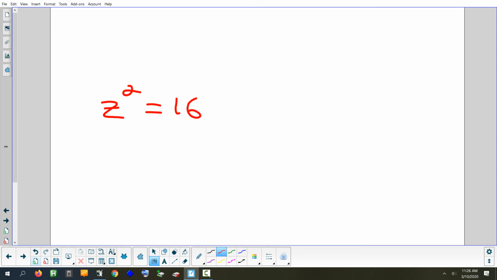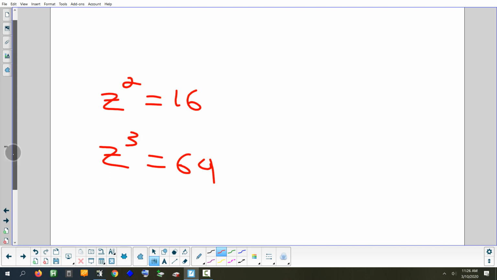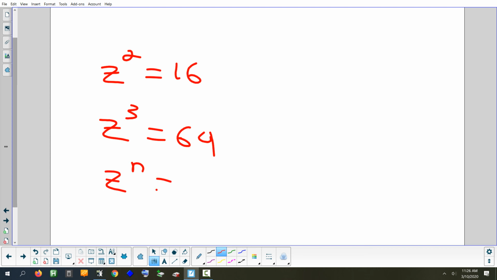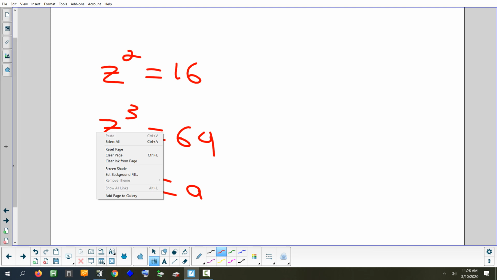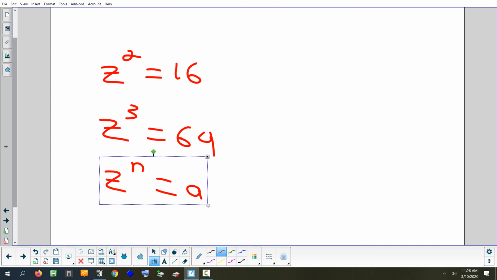If you wanted to know the cube root of 64, if you can solve that equation and figure out what z is, that will tell you the cube root of 64. So in general, you're trying to solve this equation. If you want to know the square root of 16, do that. If you want to know the cube root of 64, do that. If you want to know the nth root of a, do that. That's the equation that you always are going to set up.